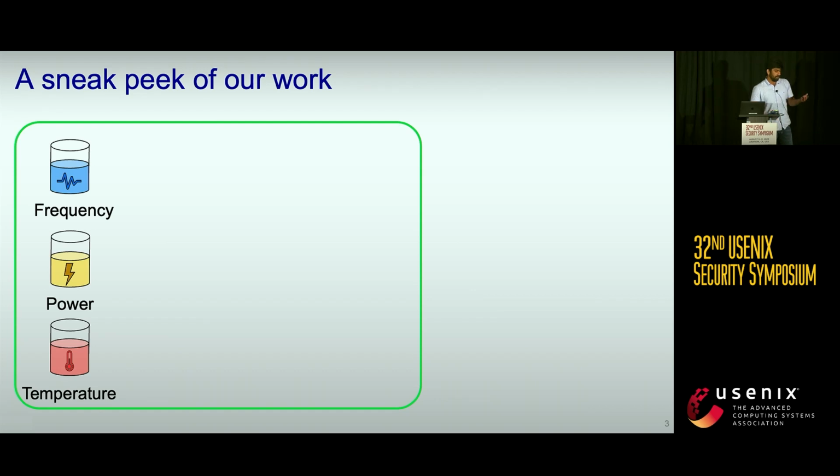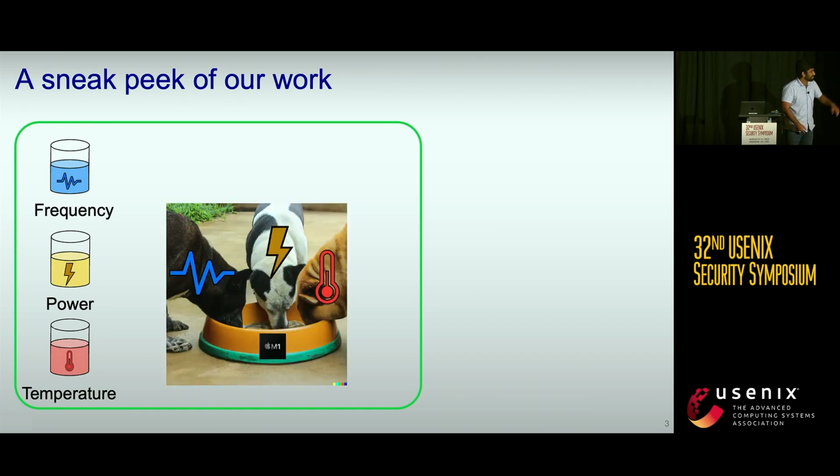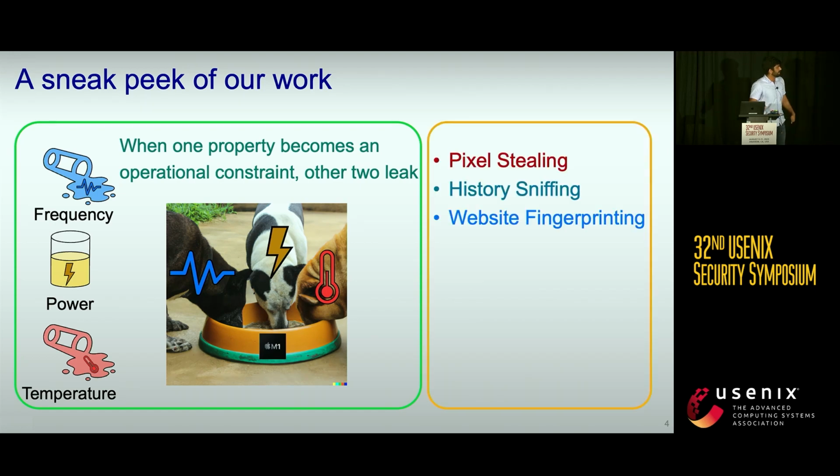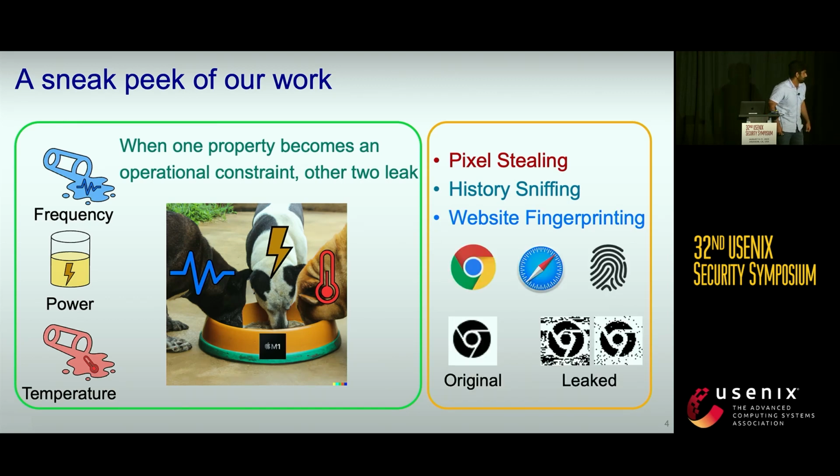We show that CPUs and GPUs try to maintain a three-way trade-off between frequency, power, and temperature. This image of three cute dogs trying to eat from the same bowl depicts this trade-off. While trying to maintain a balance between frequency, power, and temperature, we see that these devices leak via two physical properties when one of them is an operational constraint. So for example, if power is an operational constraint, let's say a CPU has a power limit set up, we see data-dependent behavior in frequency and temperature. Now we use this behavior to mount pixel stealing, history sniffing, and website fingerprinting attacks across Chrome and Safari.